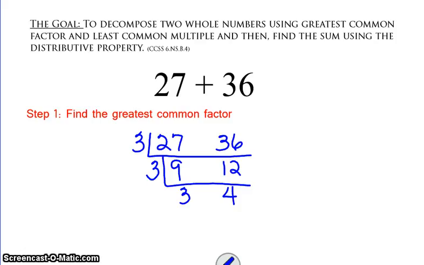We now have two numbers that went into both 27 and 36. 3 and 3. Because they are factors, we're going to multiply them together. 3 times 3 equals 9. 9 is the greatest common factor of 27 and 36.